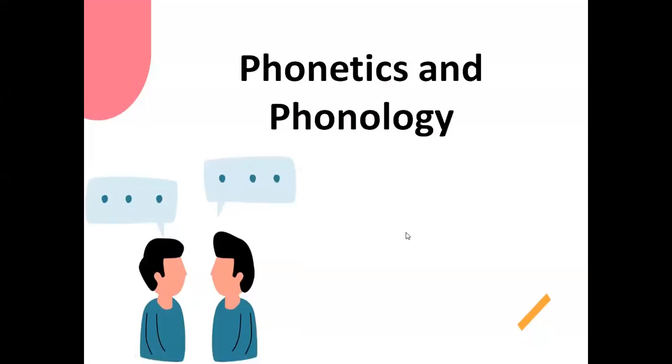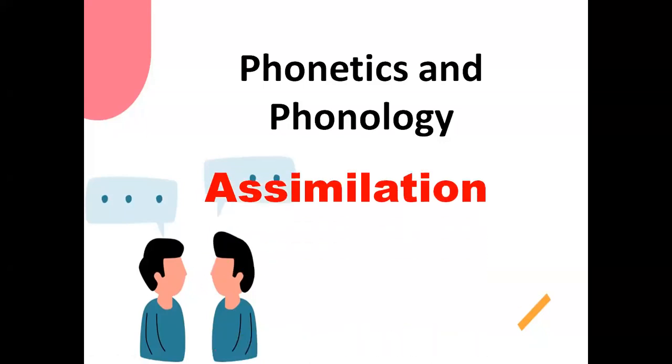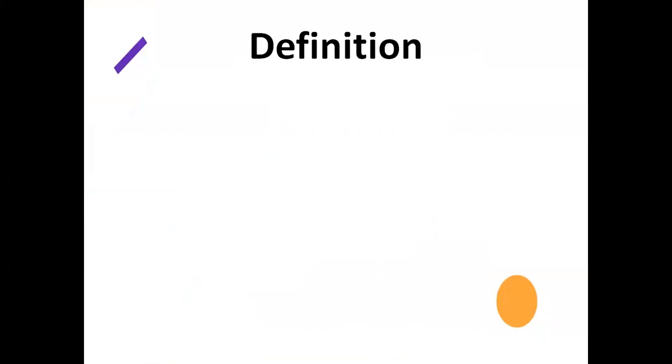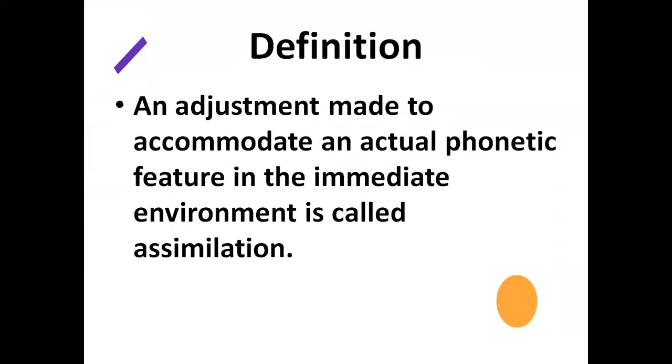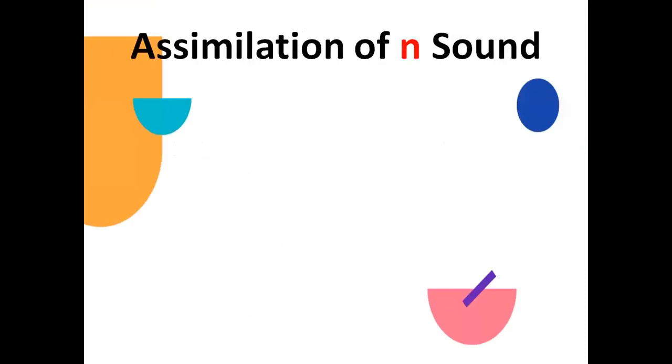Today we'll start phonetics and phonology. And in phonetics and phonology, we are going to learn about assimilation. Let's see what it is. An adjustment made to accommodate an actual phonetic feature in the immediate environment is called assimilation. See its explanation. One sound will influence a neighboring sound, and the result is that the two blend into the same or a similar sound. Let's see the example.